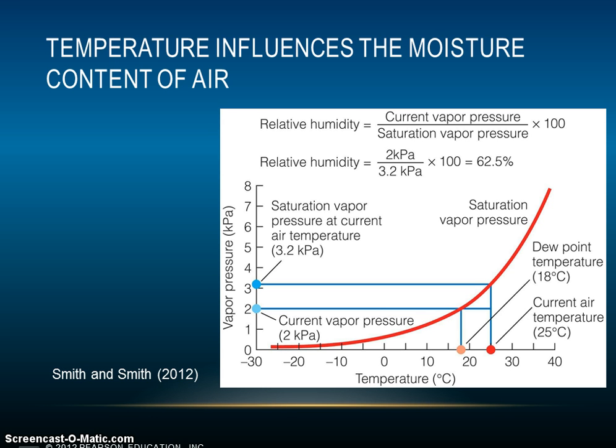At the saturation vapor pressure, the relative humidity is 100%. If air cools while the water vapor pressure remains constant, then relative humidity increases as the saturation vapor pressure declines. The temperature at which saturation pressure is achieved is the dew point temperature.